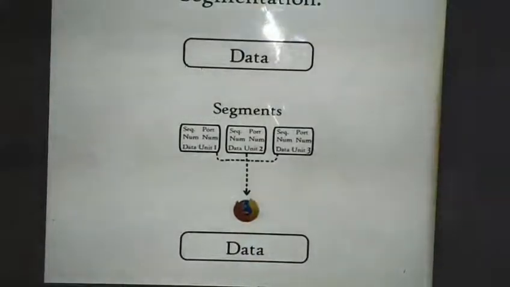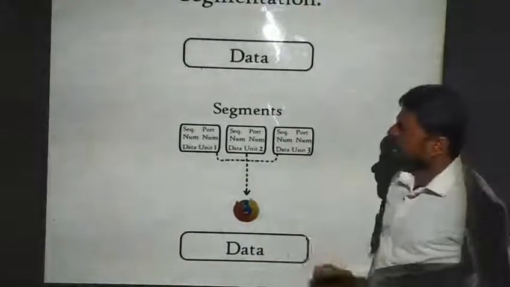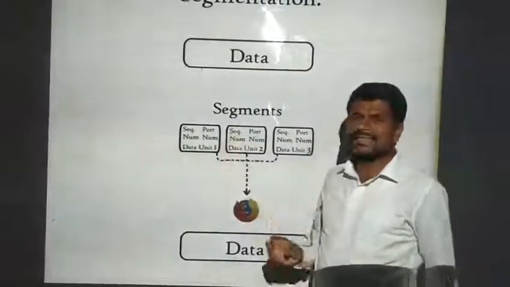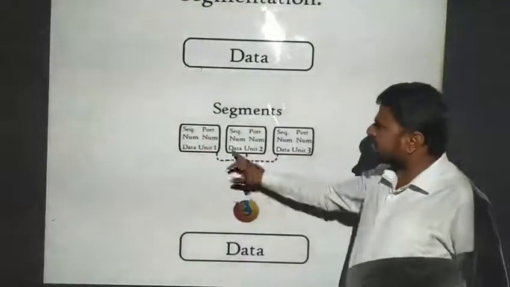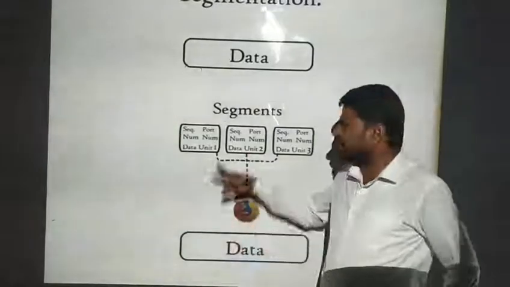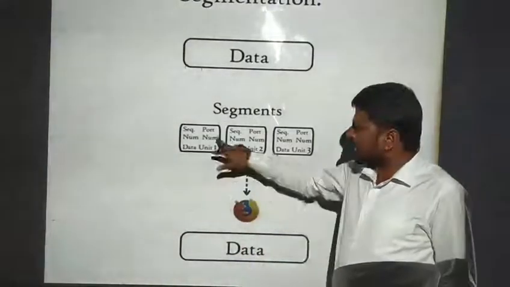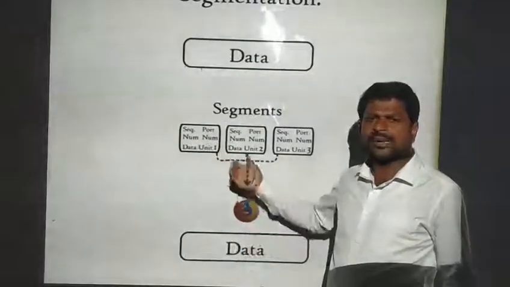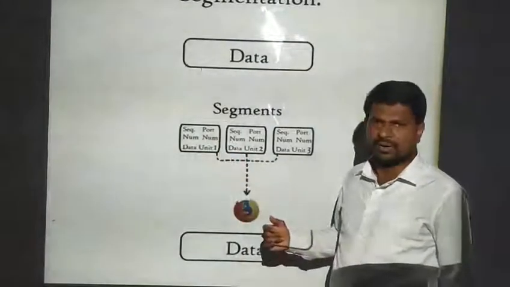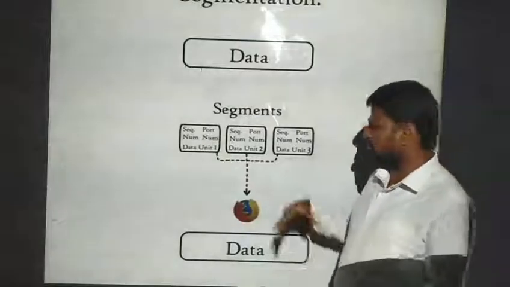Here you can see, segmentation means data is divided into small units. Each and every unit will have a port number and a sequence number to send it to the destination, from sender to receiver.